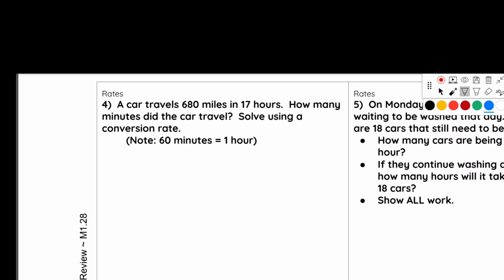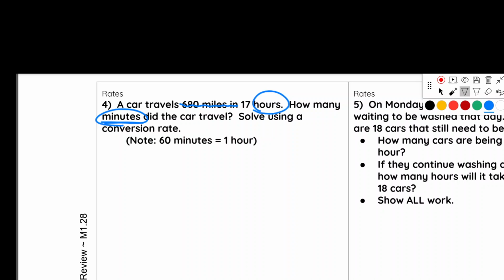A car travels 680 miles in 17 hours. This sounds like a rate question. How many minutes did the car travel? Ooh, I feel like this is a tricky question. When I first read it, I thought to myself, oh, I need to find out how many miles per hour they are traveling. But when I read the question carefully, what I see is I'm actually figuring out the total number of minutes that the car travels. So I need to take 17 hours and I need to turn it into minutes. The miles are just a distraction.